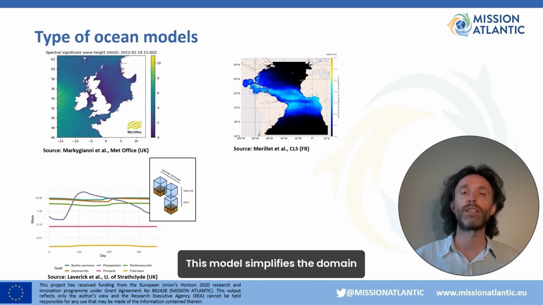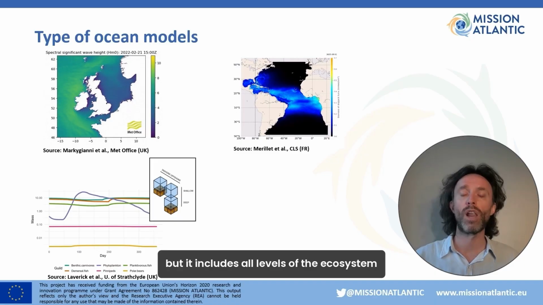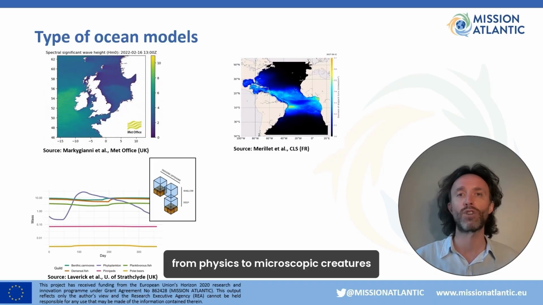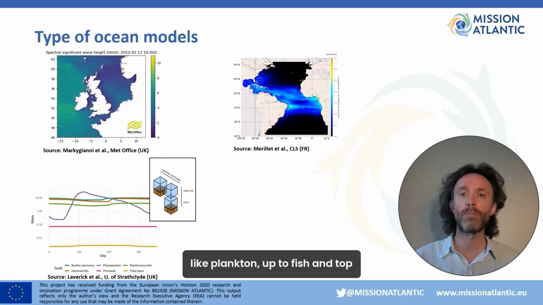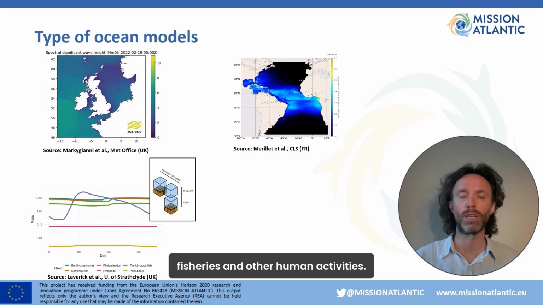These models simplify the domain into just a few boxes, as you can see here, but they include all levels of the ecosystem, from physics to microscopic creatures like plankton, up to fish and top predators, and they even include fisheries and other human activities.